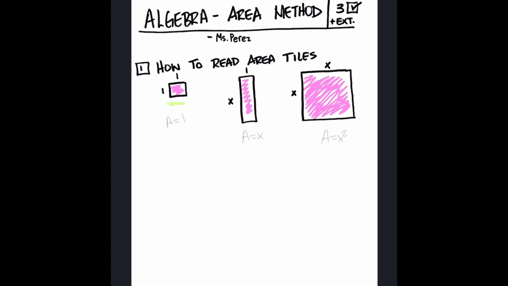So the area for this one is x squared, and this one, the area is x, and the area for this one is 1. And this is important because we will be learning how to multiply binomials using this method. So make sure you get familiar with these.